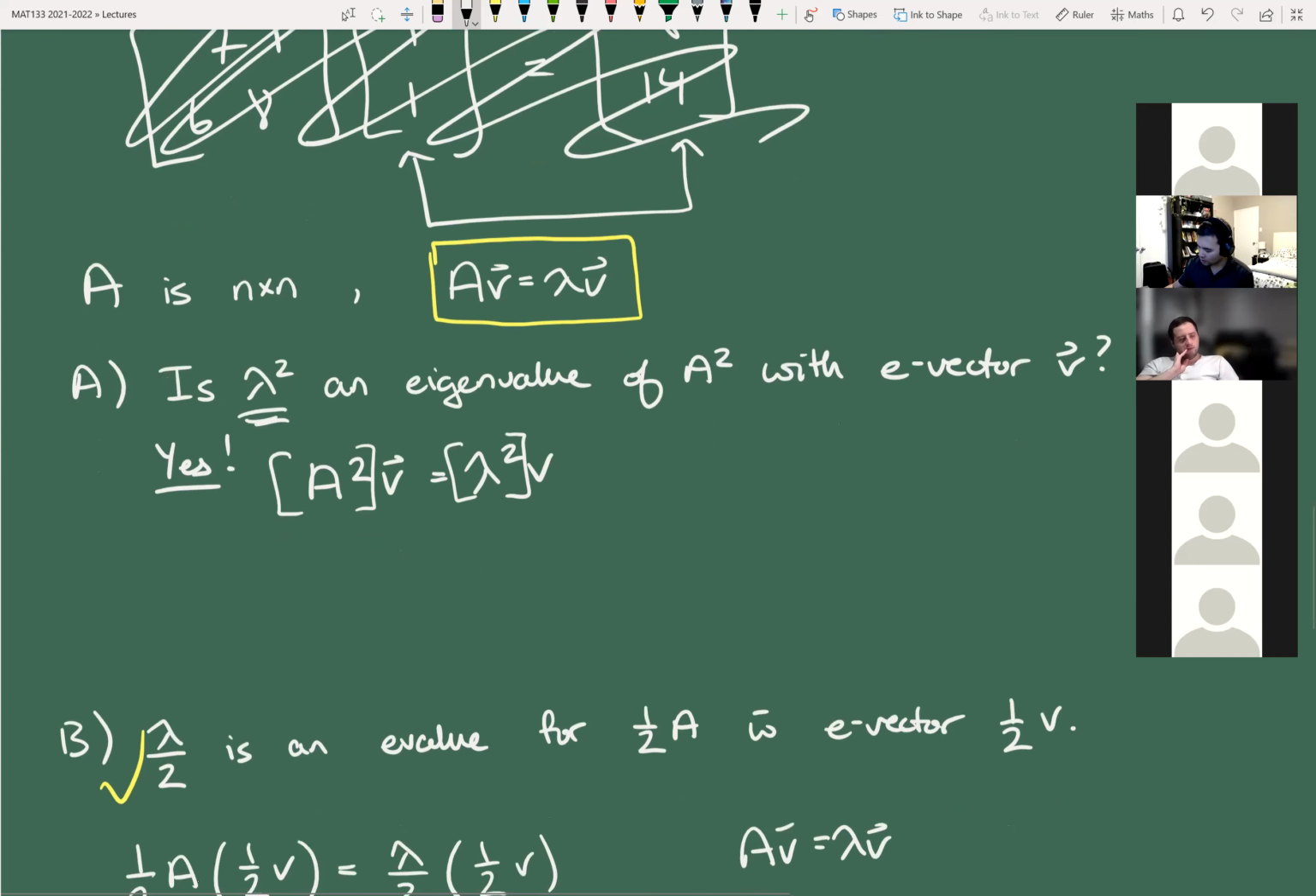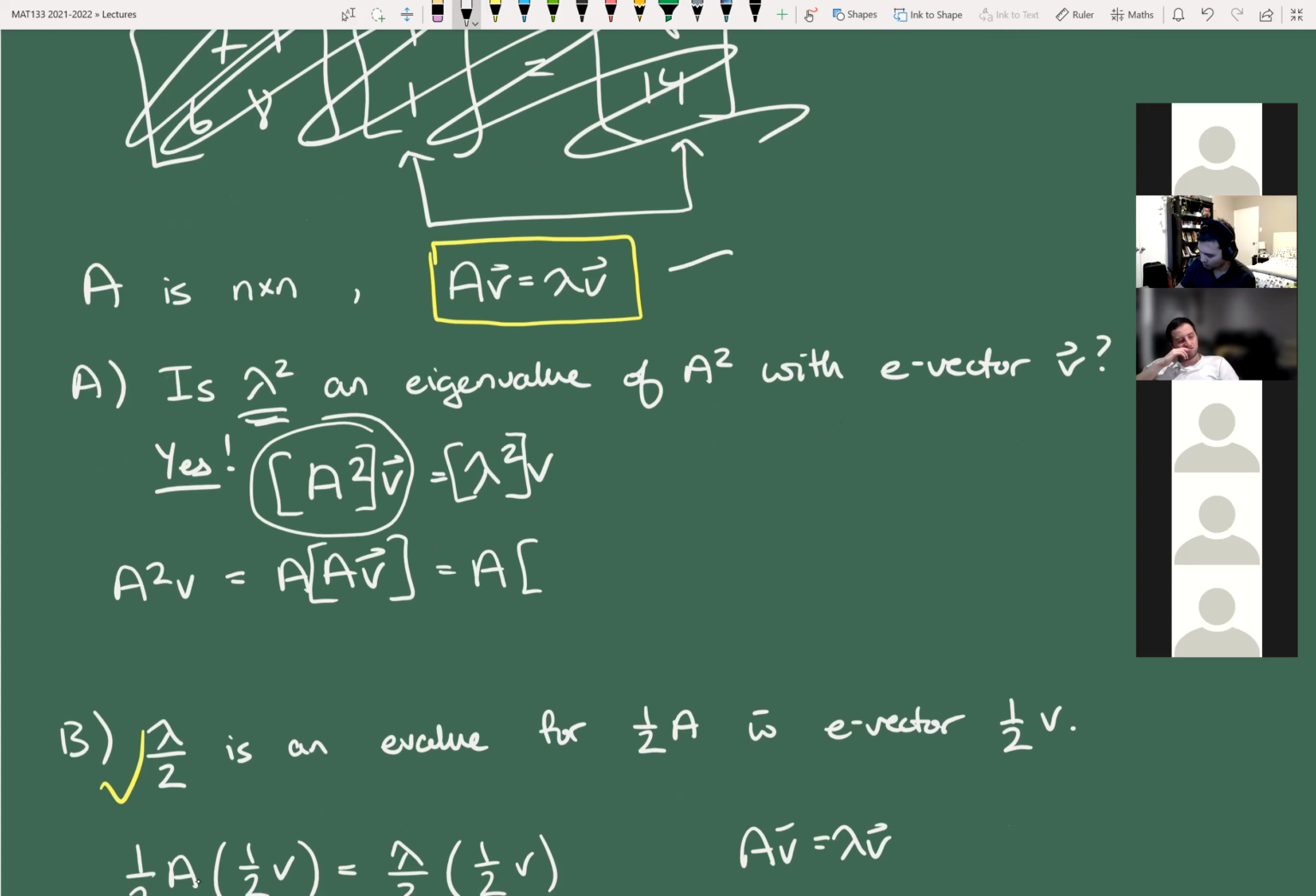Okay, so what I'm going to do is start on this side, A squared V, and I'm going to write that as A times A V, because A squared is A times A. Now, using the yellow equation above, I'm going to rewrite this as A times lambda V, because we know by this equation A times V is lambda V. So far, so good?